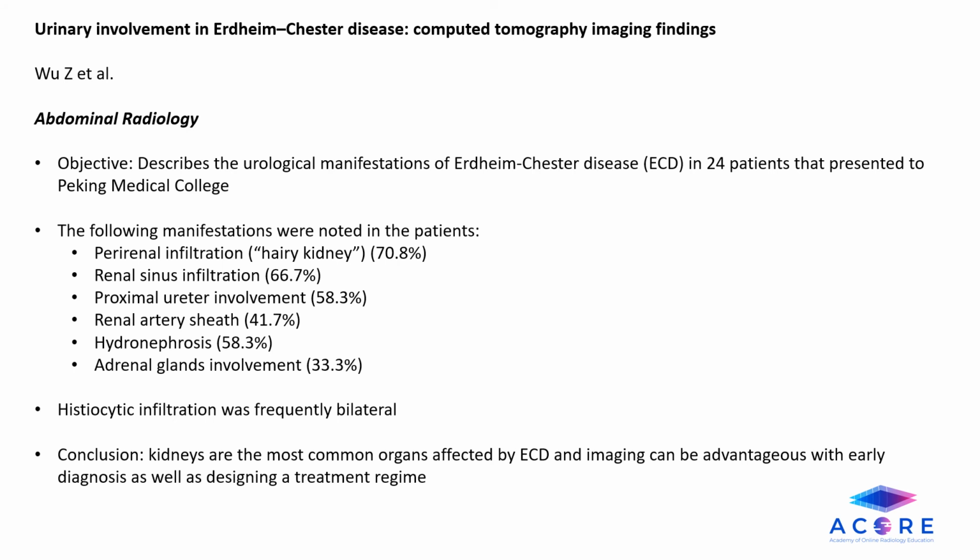In this retrospective study, the authors described the urologic manifestations of Erdheim-Chester disease in 24 patients. The authors found that the most common manifestation noted was perirenal infiltration, followed by renal sinus infiltration, proximal ureter involvement, renal artery sheath, hydronephrosis, and adrenal gland involvement. Histiocytic infiltration was frequently bilateral. The authors conclude that kidneys are the most common organs affected by Erdheim-Chester disease, and that imaging can be advantageous with early diagnosis as well as designing a treatment regimen.